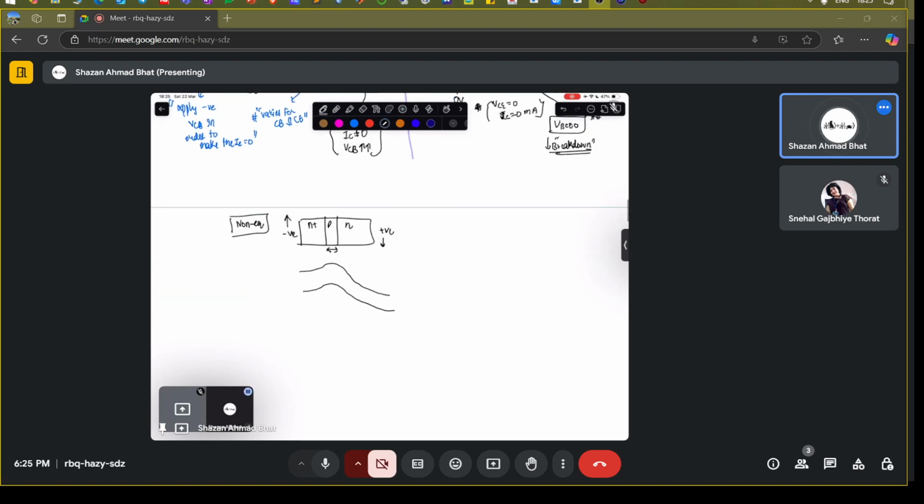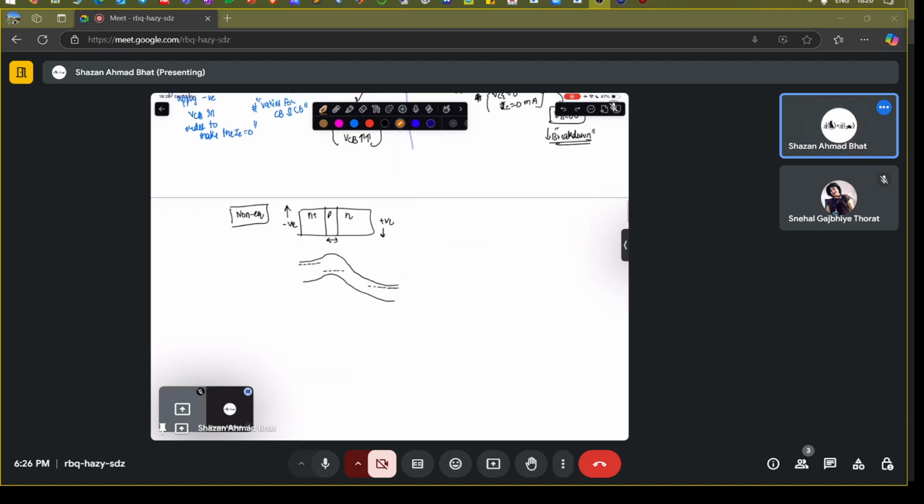Note that this base region is very thin, for the reasons I have discussed. So you have the Fermi level here, and the Fermi level here. Electrons will like to go from the higher Fermi level to the lower Fermi level. That's how the conduction takes place. But now what is going to happen?